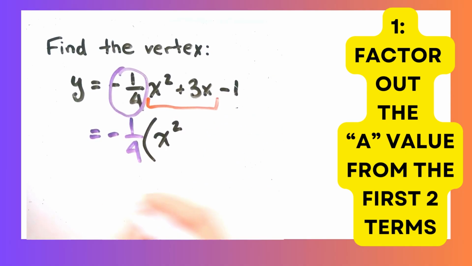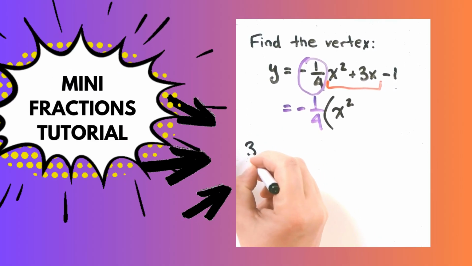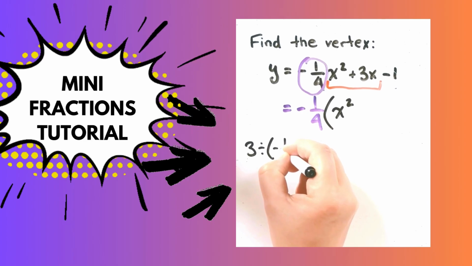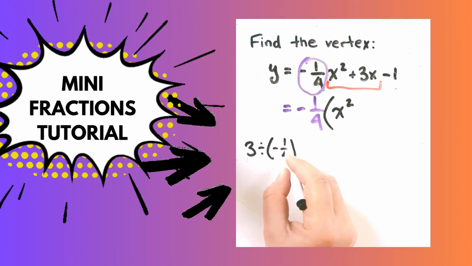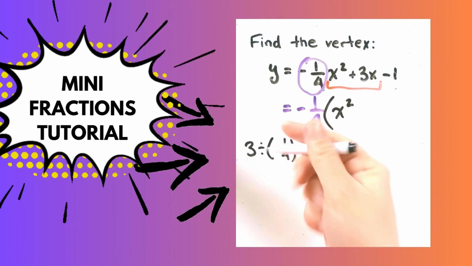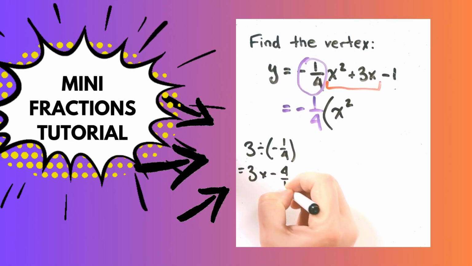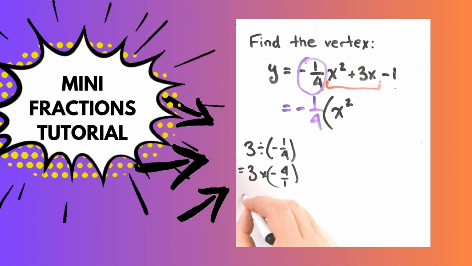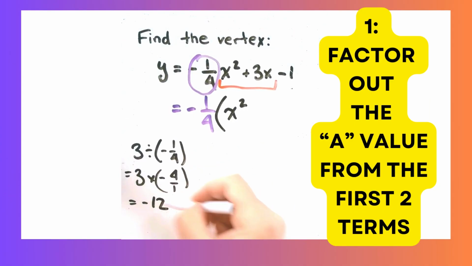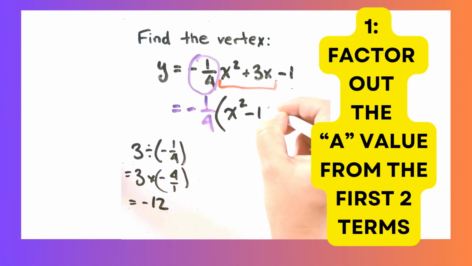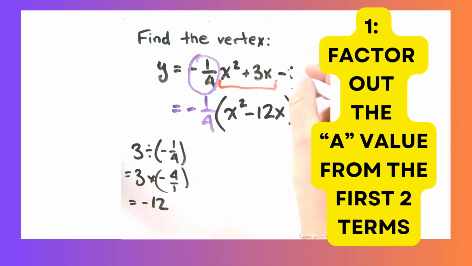What I need to do, and I'm going to do this on the side, is this: when I factor out that -1/4, I'm basically dividing 3 by -1/4. And when you're dividing by a fraction, you're multiplying by its reciprocal. So this is equal to 3 times -4/1, which is like 3 times -4, and that is -12. Okay, so that's on the side. So in this case, instead of 3x, I'm going to write -12x, and close the bracket and finish with writing what was behind.